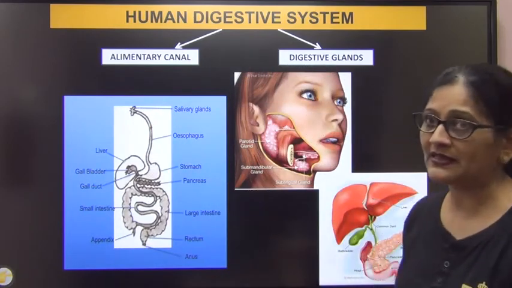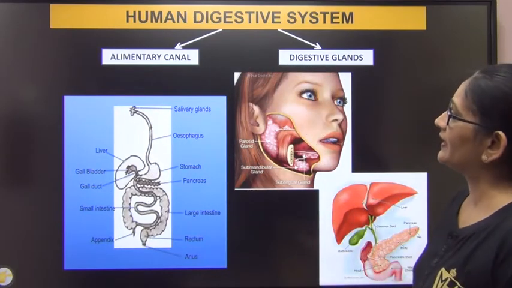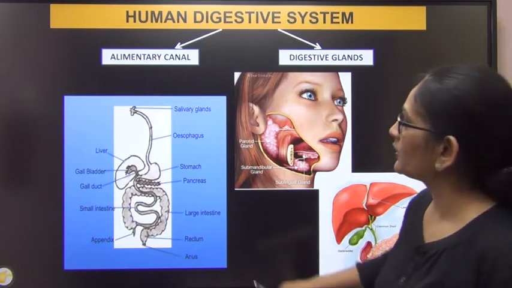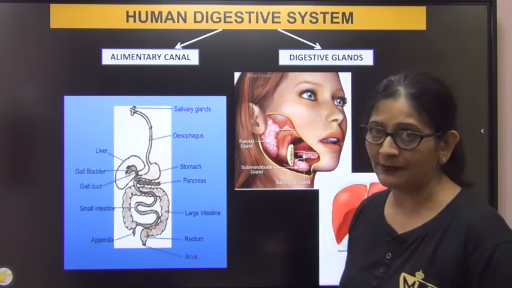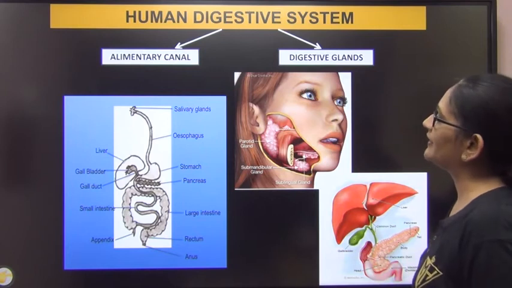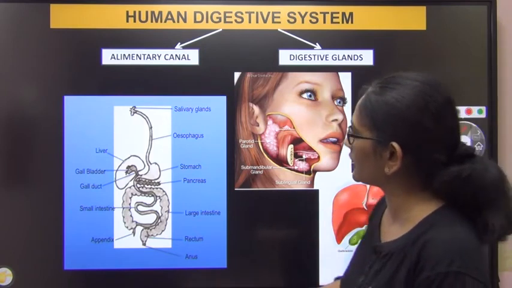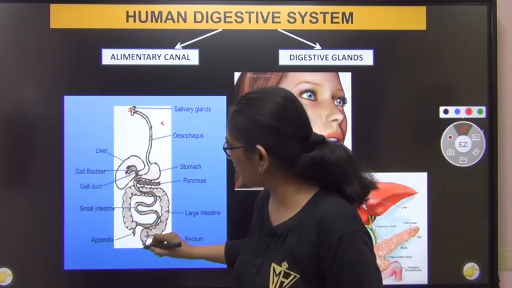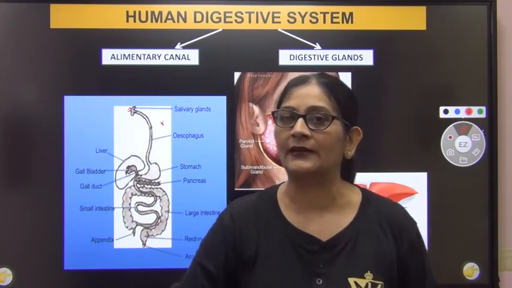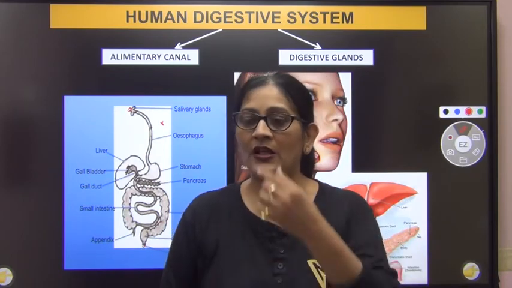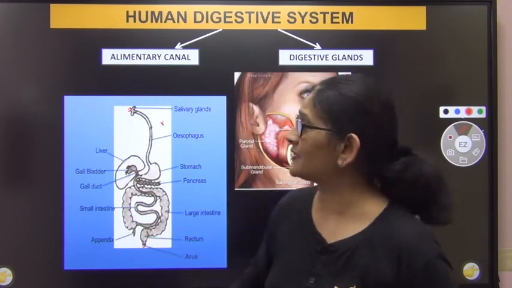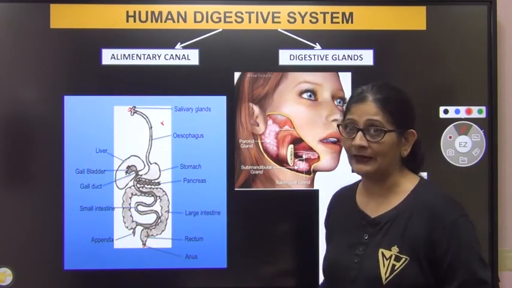In human beings, the digestive system is basically divided into two parts. One is the alimentary canal. आपने सुना होगा. Alimentary canal is nothing but a long tube-like structure जो आपकी बॉडी में माउथ से लेकर एनस तक कंटिन्यू करता है. This long tube-like structure that continues from the mouth to the anus, that is called the alimentary canal.